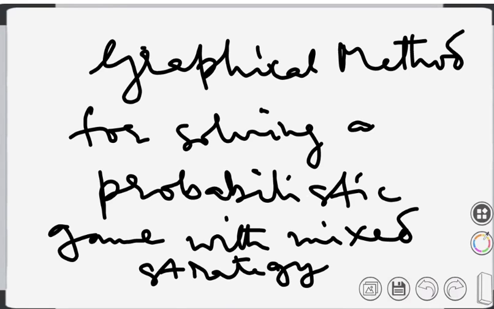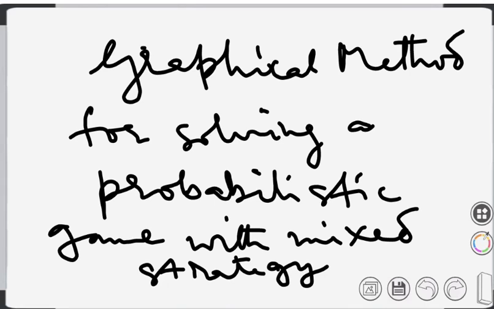So last week we started game theory, and we gave the definition of a two-person zero-sum game, fair game, and talked about the strategies, pure strategy and mixed strategy. Then we talked about what a deterministic game is, and we said that a deterministic game has a saddle point. If the game is not deterministic, then it's a probabilistic game, and we discussed that a probabilistic game is played with mixed strategies.